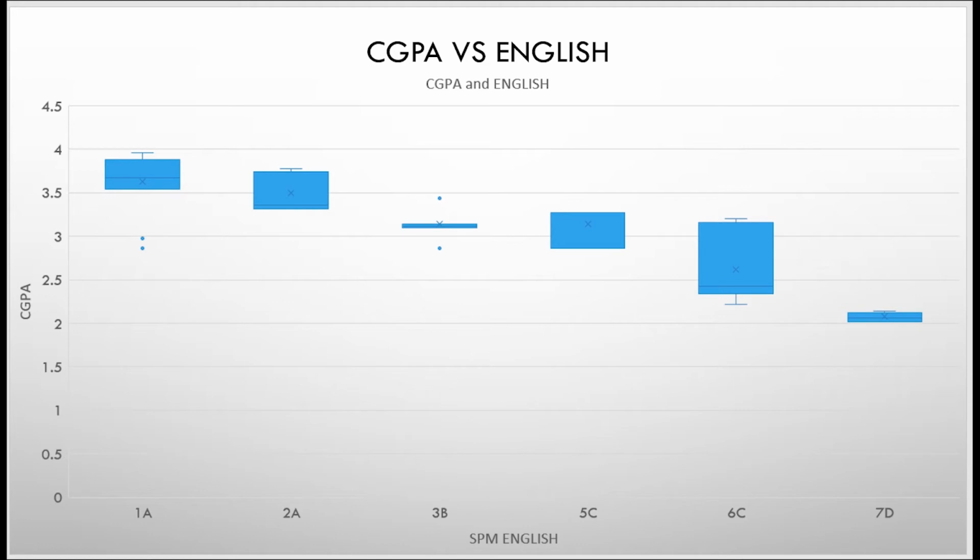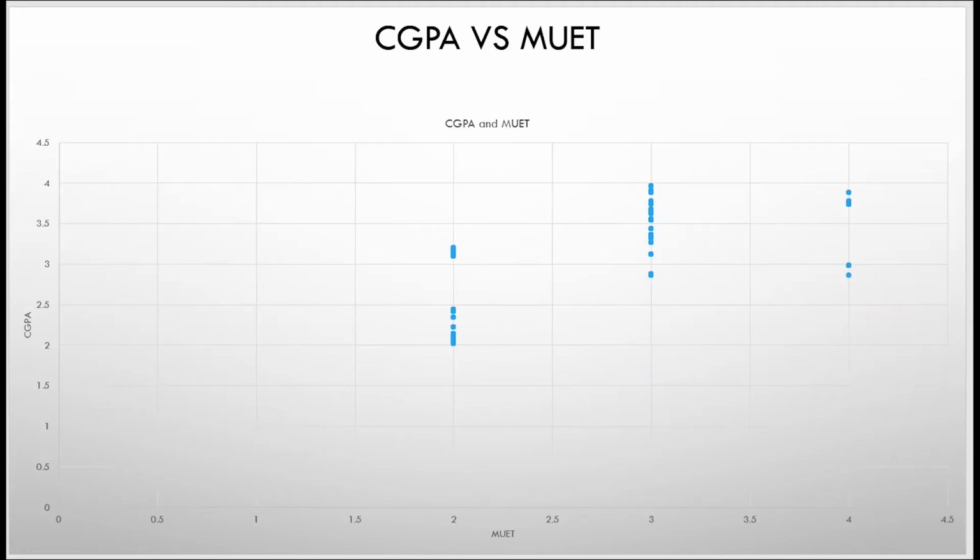CGPA and English: this scatter plot between the two variables shows a linear correlation with an outlier trend. Besides that, this scatter plot has a negative trend since it has a negative slope. We can conclude that CGPA and English have a strong correlation with each other.